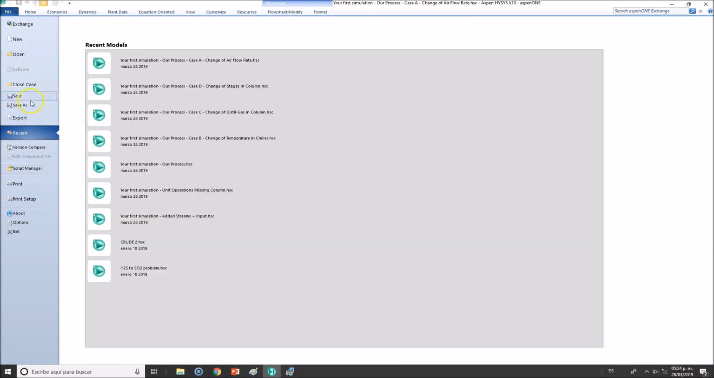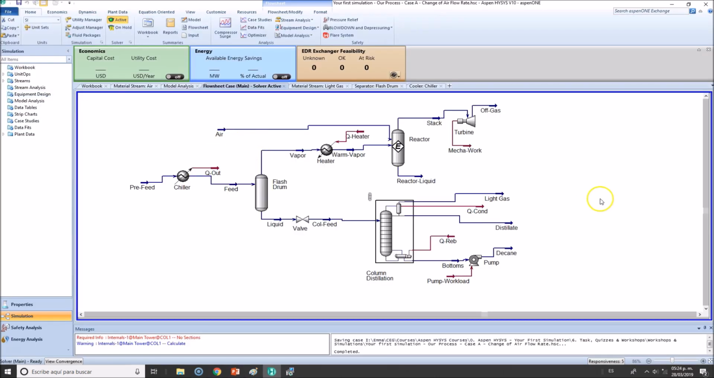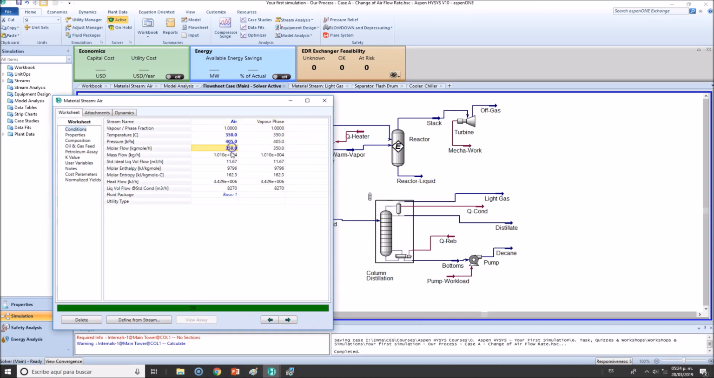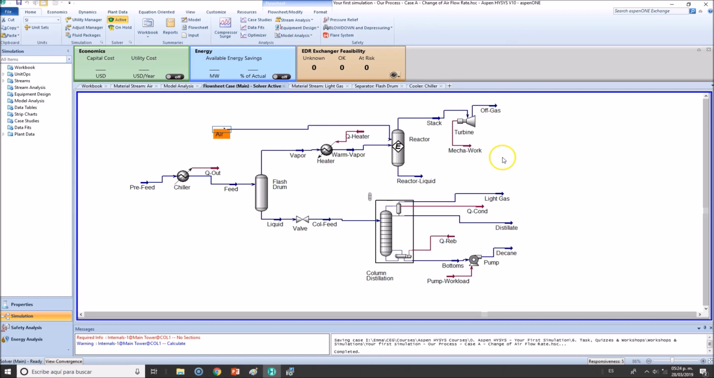Let me save this, and very important guys, that this was case study A, and I want you to verify what will be the optimal flow rate. There must be something between 300 and 350 in order to ensure that we are burning all the methane. Still, we are not decreasing the temperature that much.